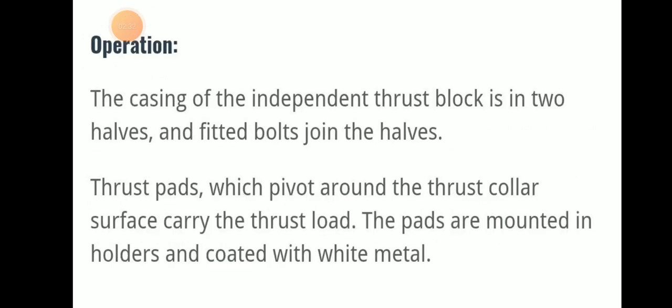Regarding the construction, the casing of the independent thrust block is in two halves, and fitted bolts join the halves. The thrust pads pivot around the thrust collar, and their surfaces carry the thrust load. The thrust pads are mounted in holders and coated with white metal.